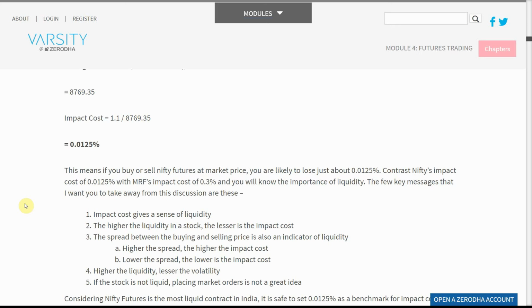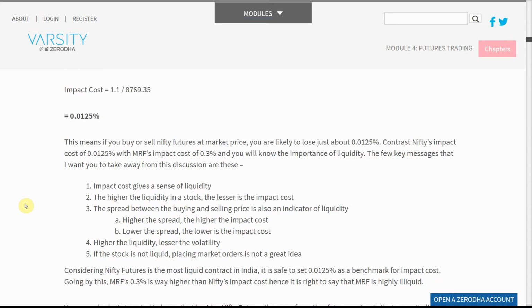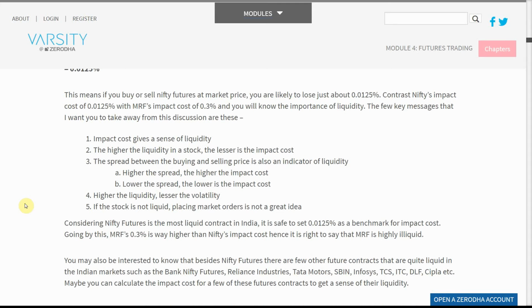The few key messages that I want you to take away from this discussion are these. Impact cost gives a sense of liquidity. The higher the liquidity in a stock, the lesser is the impact cost. The spread between the buying and selling price is also an indicator of liquidity. Higher the spread, the higher the impact cost. Lower the spread, the lower is the impact cost. Higher the liquidity, lesser the volatility.